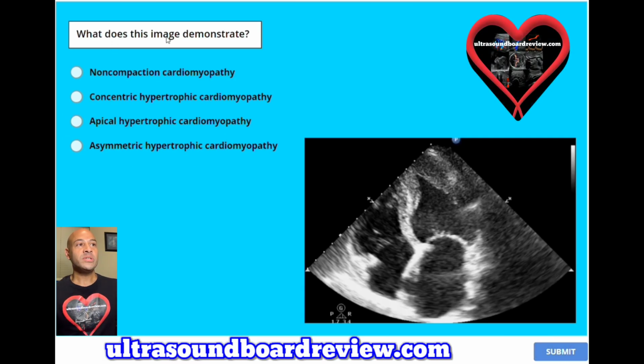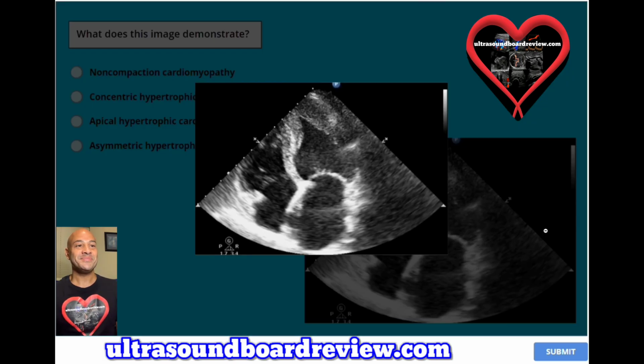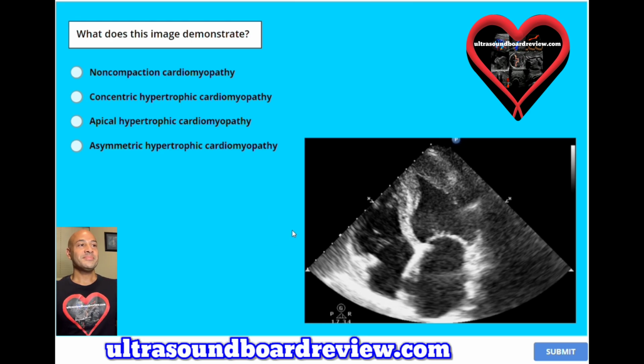Question 132. What does this image demonstrate? A. Non-compaction cardiomyopathy. B. Concentric hypertrophic cardiomyopathy. C. Apical hypertrophic cardiomyopathy. Or is it D. Asymmetric hypertrophic cardiomyopathy? The answer is C. Apical hypertrophic cardiomyopathy.